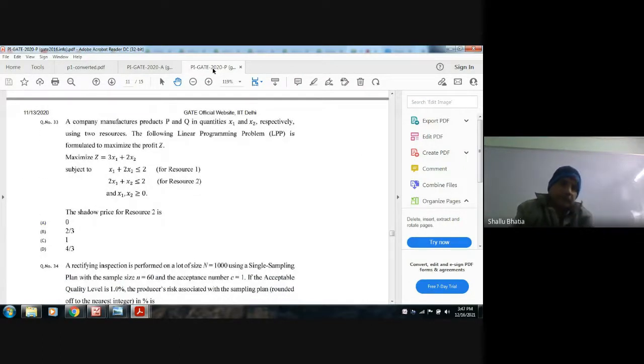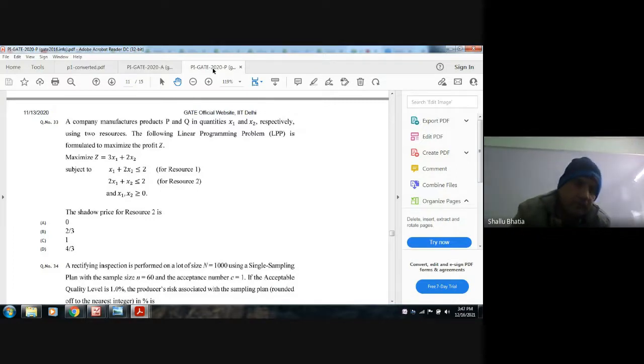The company manufactures products P and Q in quantities X1 and X2 respectively, using two resources. The following linear programming problem, LPP, is formulated to maximize the profit Z. Maximize Z = 3x1 + 2x2, subject to x1 + 2x2 ≤ 2 for resource 1, and 2x1 + x2 ≤ 2 for resource 2, and x1, x2 ≥ 0.